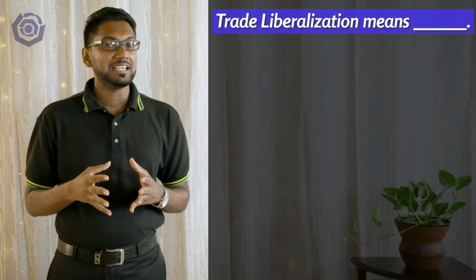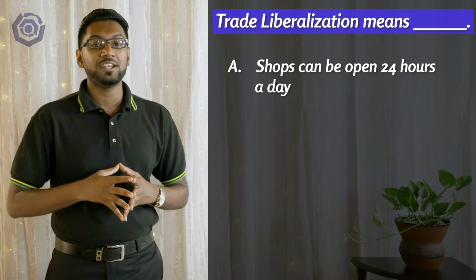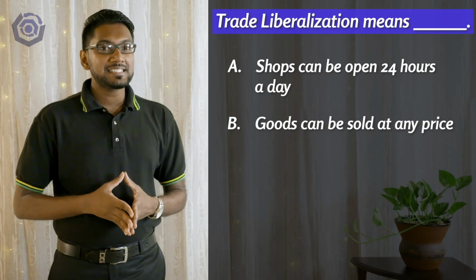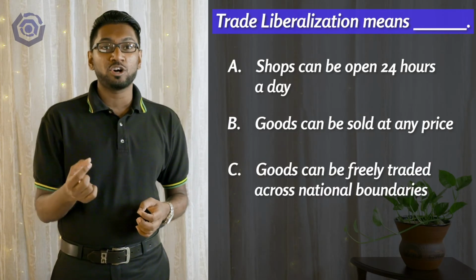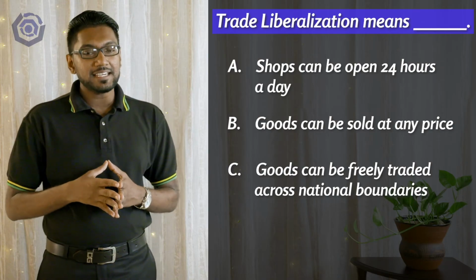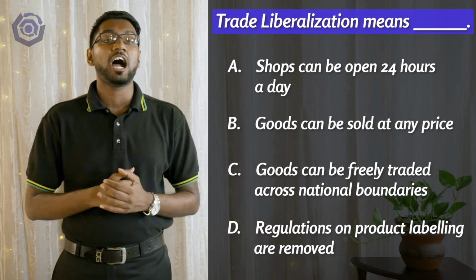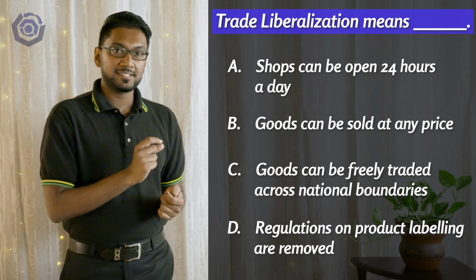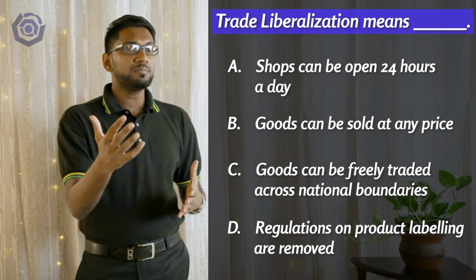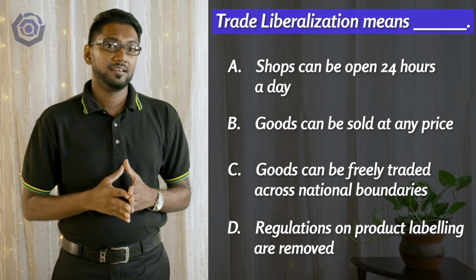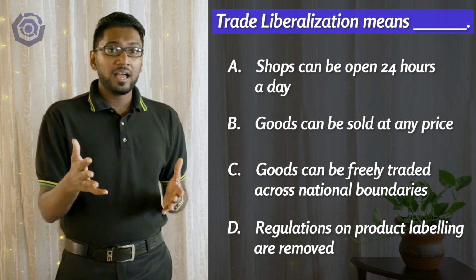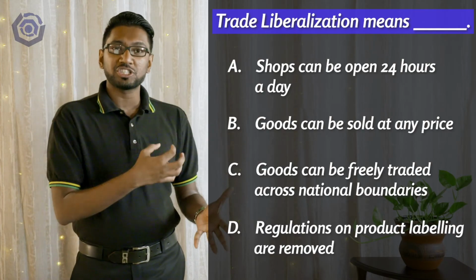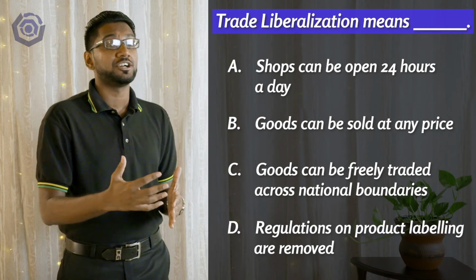Trade liberalization means, is it A, shops can open 24 hours a day? Is it B, goods can be sold at any price? Is it C, goods can be freely traded across national boundaries? Or is it D, regulations on product labeling are removed? Look at the term trade liberalization. Trade has to do with imports and exports. What comes to mind when you think of liberal? It has to do with the loosening or having less restrictions. So trade liberalization means there are less restrictions to trading, or what we call freer trade.